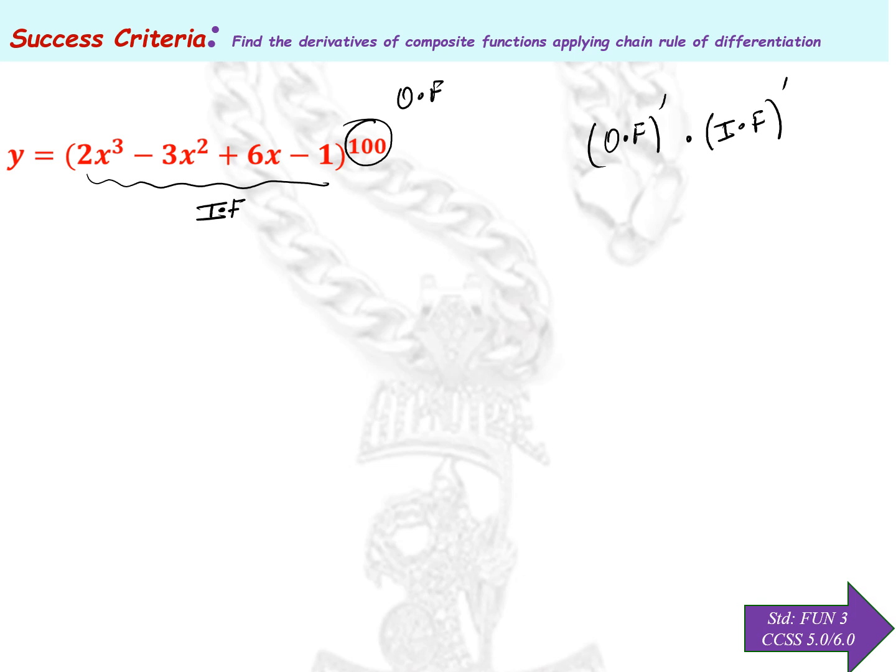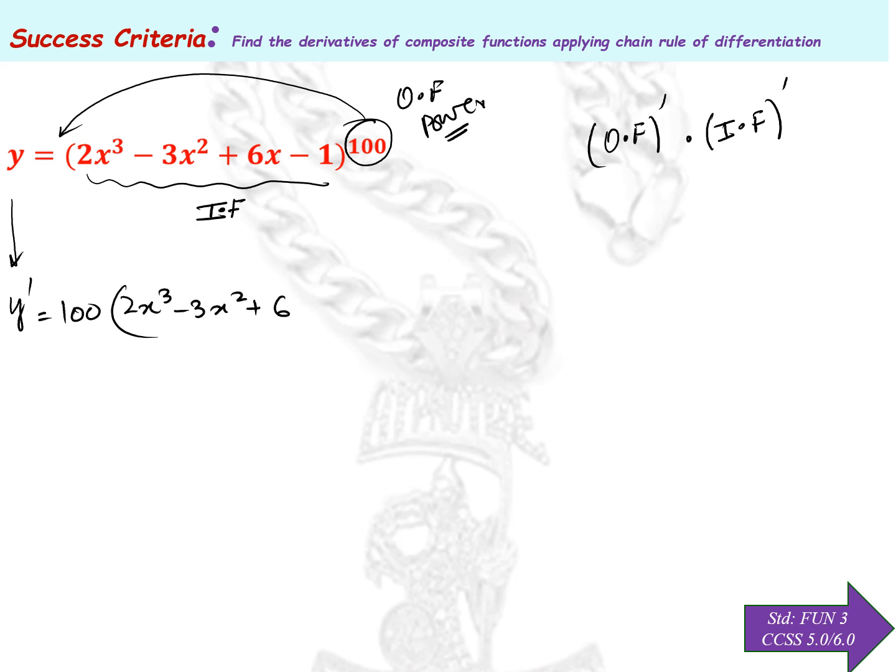Okay, so since the outer function is your power, which means that you have to apply the power rule of differentiation. So what does the power rule say? Bring the power in the shoulder. First write y as y prime. Write the power in the shoulder. Write the inner function one time as it is, no change, because we are attacking only the outer function.